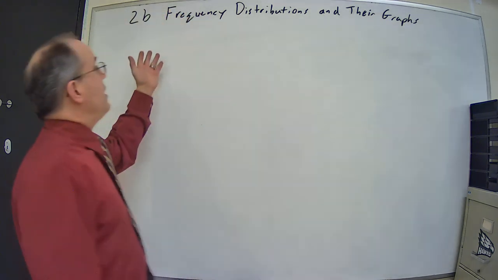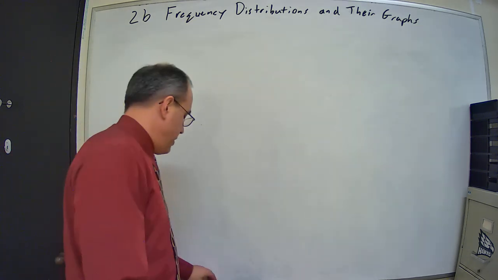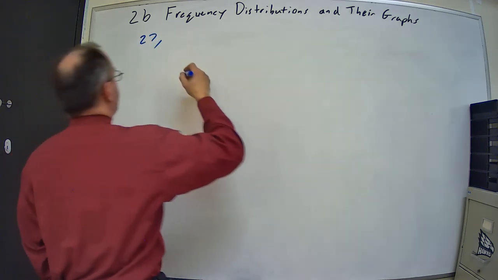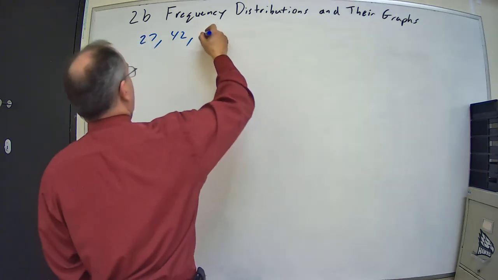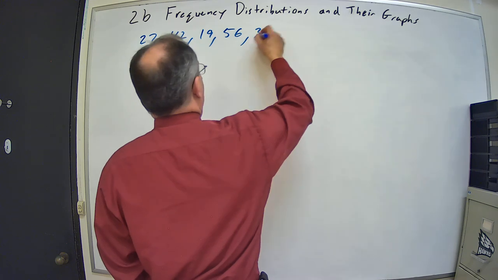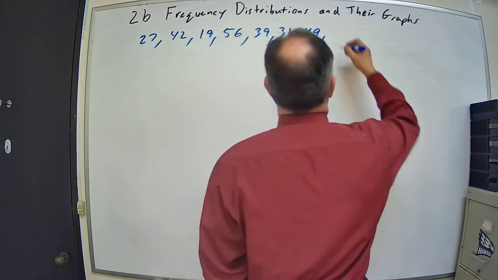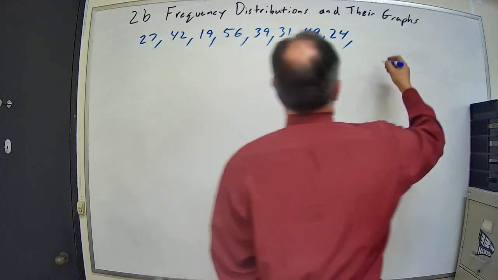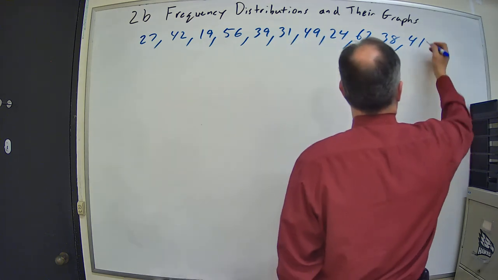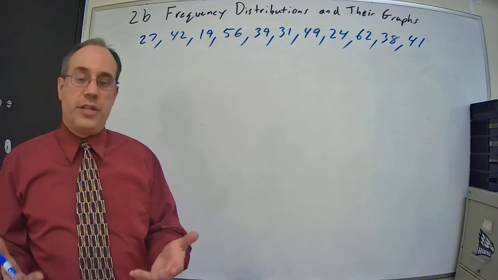So first thing we need, if we're going to do a frequency distribution, is we need some numerical data. So let's find some. So I survey some people and ask them their ages, and I get 27, 42, 19, 56, 39, 31, 49, 24, 62, 38, 41. So now I have some data, and we're going to create a frequency distribution from this data.